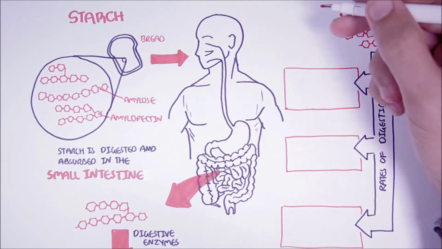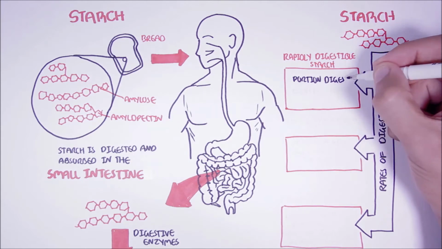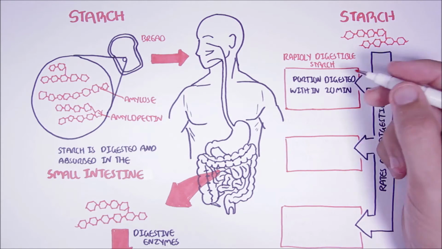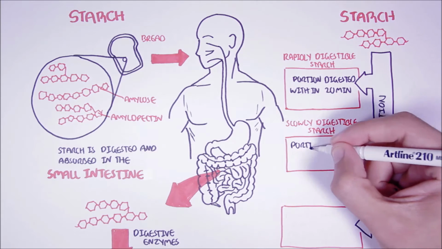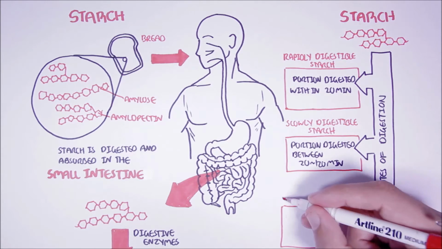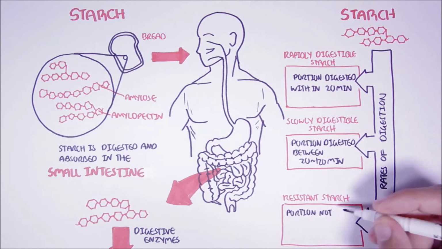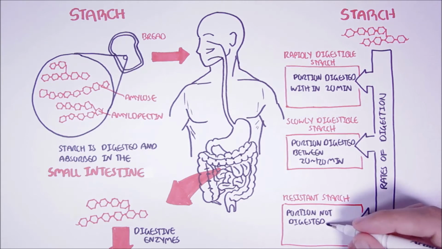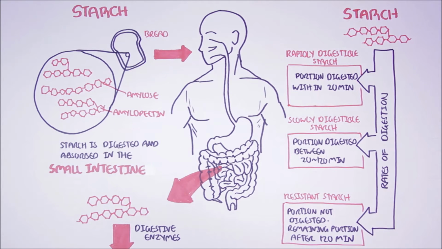Starch can be rapidly digested, which is the portion of starch digested within 20 minutes of ingestion. Starch can be slowly digested, which is the portion digested between 20 minutes to 120 minutes. And finally, a portion of starch can be resistant to digestion altogether, with the remaining portion after 120 minutes.